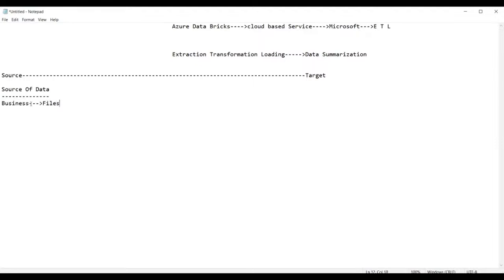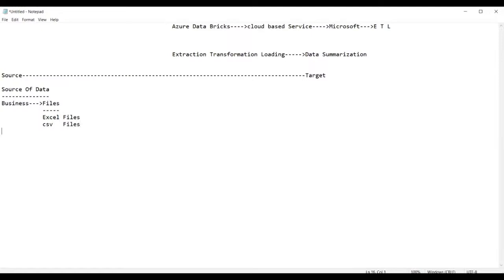Whereas this data is recorded in the form of what? Files. So what are the types of files you have? The files are the following. We can have Excel files. And we can have CSV files, which stands for comma separated value files. Okay.